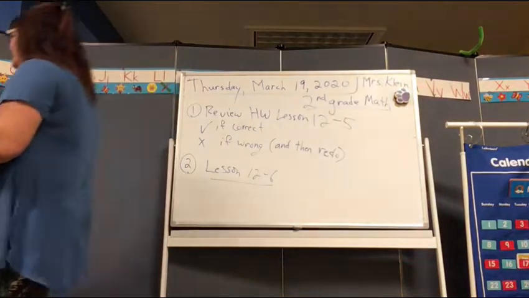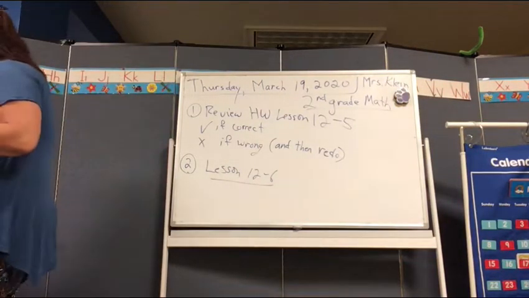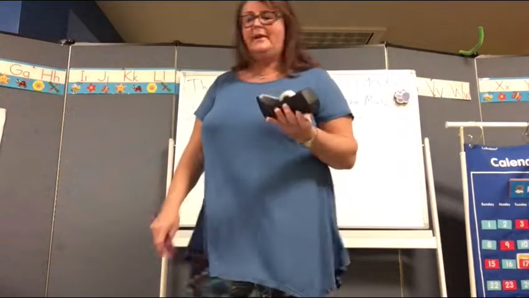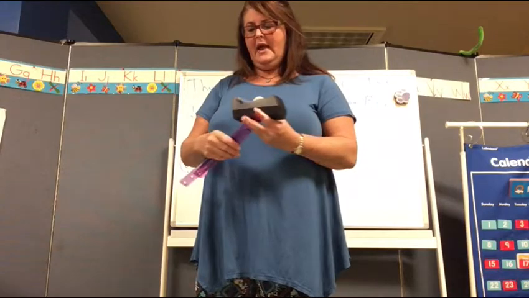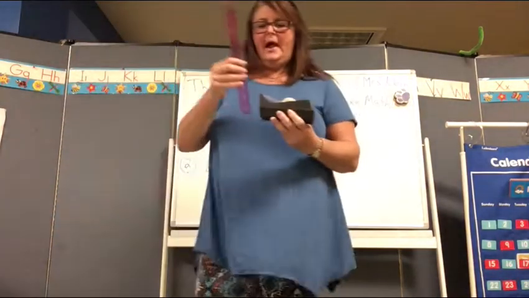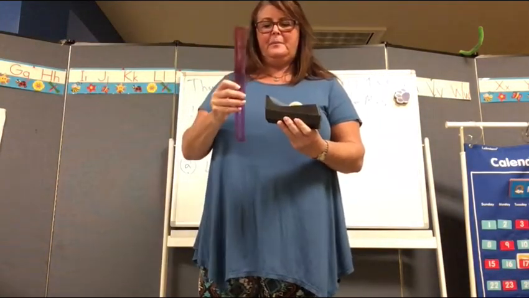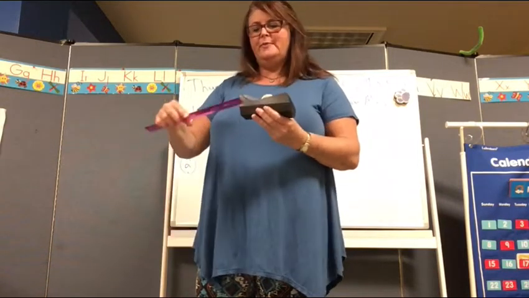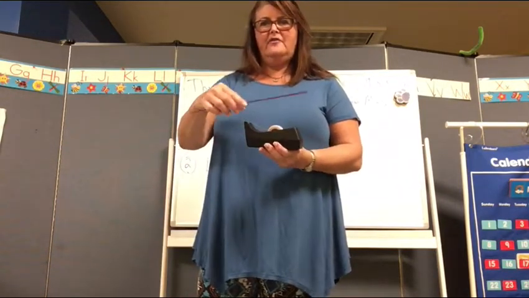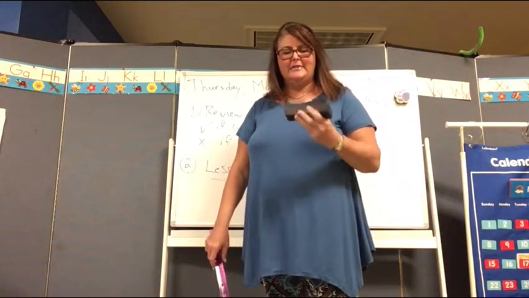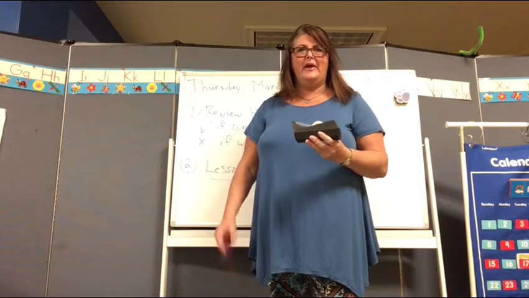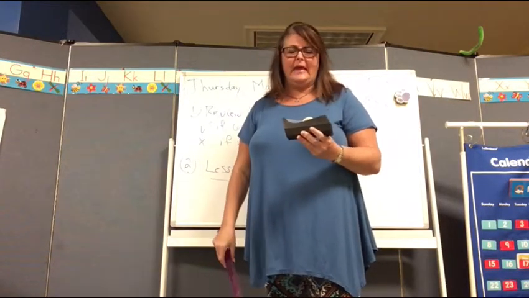So the first object is a tape dispenser. You're going to estimate the length. Remember, we did length and height. We're going to measure the length of this tape dispenser. I'm going to take an estimate. An estimate is what? An estimate is a good guess. What they mean by that is a reasonable guess.